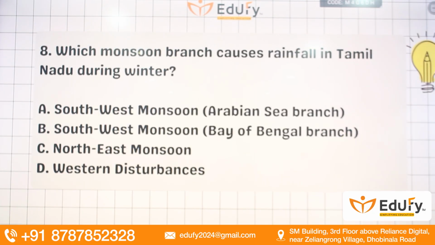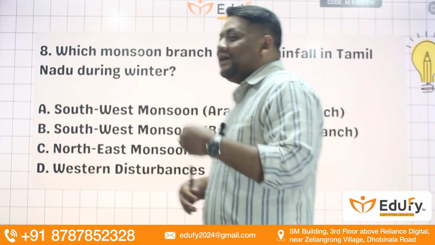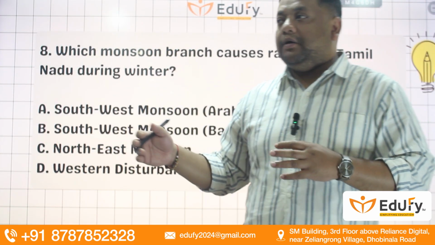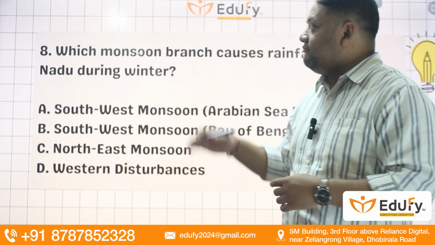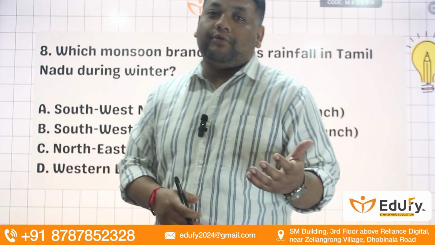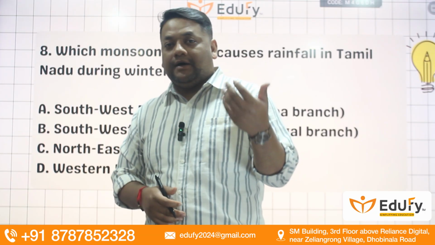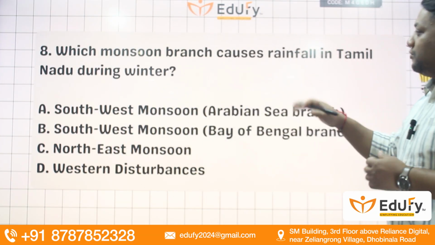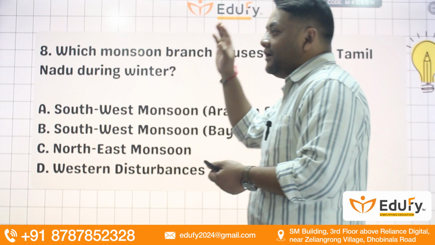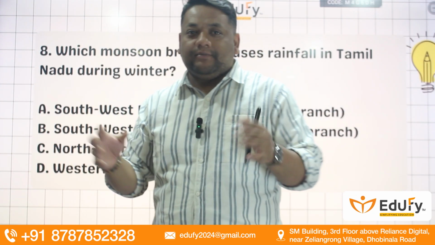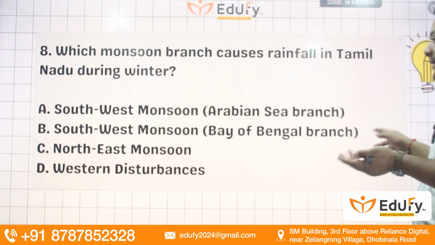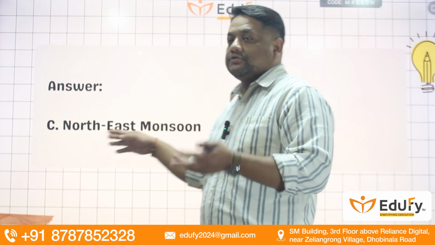Which monsoon branch causes rainfall in Tamil Nadu during winter? Remember, the real monsoon, that is the southwest monsoon, comes at the end of May, beginning of June, and lasts till September. This is the real monsoon for India, but during this time Tamil Nadu does not receive a proper amount of rain, hardly 25 centimeters, due to the geographical blockage by the Cardamom and Annamalai hills. So in Tamil Nadu during winter time, it is the northeast monsoon that brings a good amount of rainfall. Sometimes during December, when we are shivering because of cold, Tamil Nadu experiences floods during the northeast monsoon. So it is during the December month, the northeast monsoon, that is the winter monsoon.